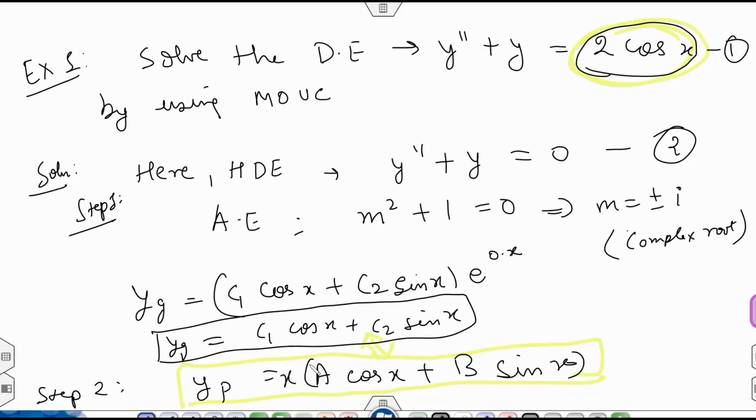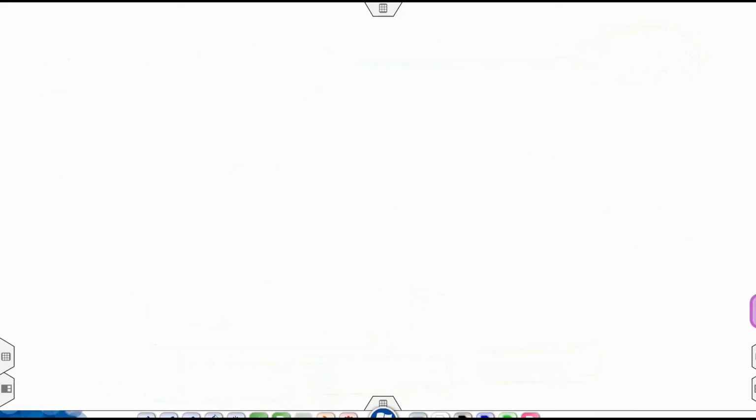So now when you multiply this with x, you will find out yp dash, then we will find out yp double dash, and then again you will substitute in equation number 1 to find these constants. This is our task, to find these constants a and b, and when we find these constants we will find out the particular solution, and if we add both of these we will find out the general solution of our given differential equation. So let us do yp dash and yp double dash.